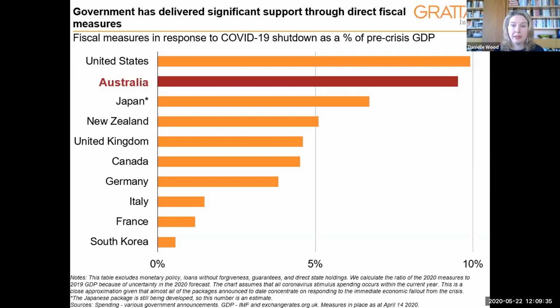So we've heard a lot about the bridge. The idea is that we want to emerge on the other side of this crisis with Australia's productive capacity intact. We don't want to lose large swathes of businesses. And of course, we want to support households so that they can continue to pay their bills.